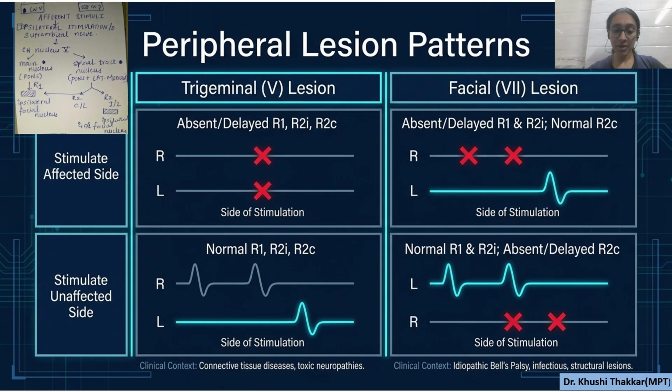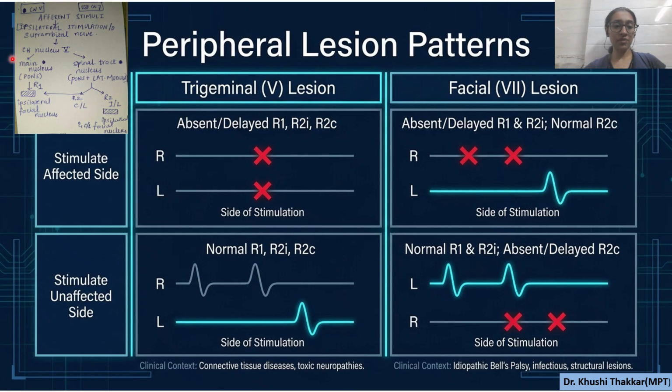The most important part, that is our peripheral lesions, localization of the lesion. So this is stimulation on the affected side, this is stimulation on the unaffected side, and the results for the trigeminal nerve and facial nerve both. First is our trigeminal lesion, stimulation on the affected side. For example, the cranial nerve nucleus of this side is affected. If you stimulate this entire pathway beneath it, going via the main nucleus, spinal tract nucleus and the stimulus, everything is going to be blocked. So you will get absent or delayed R1, R2, ipsilateral and contralateral, all.